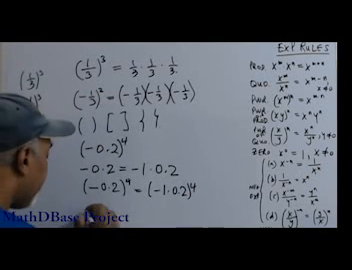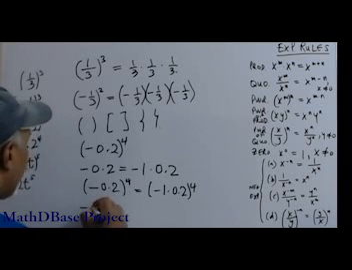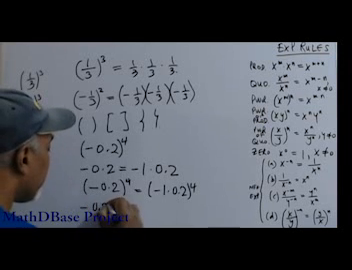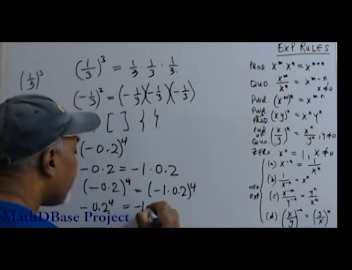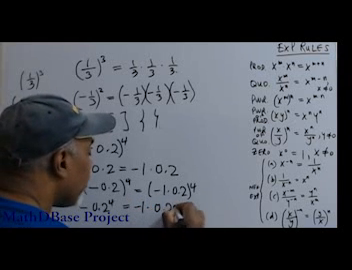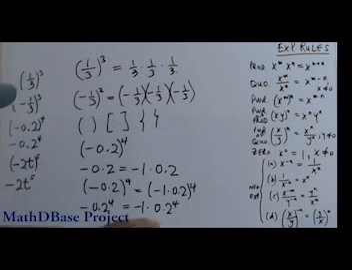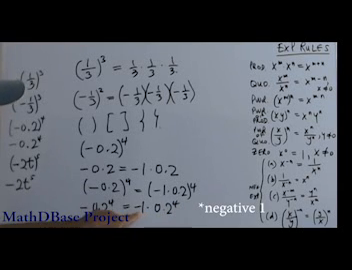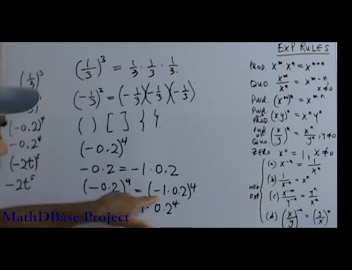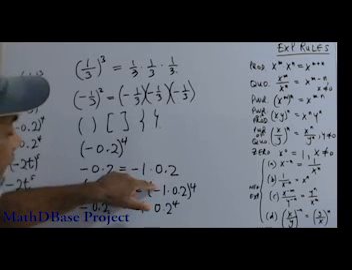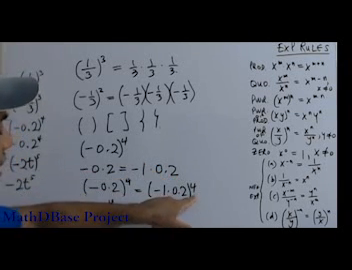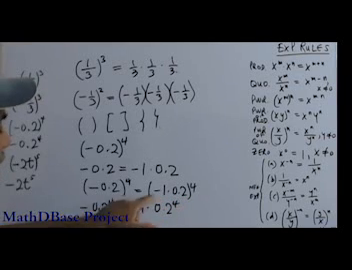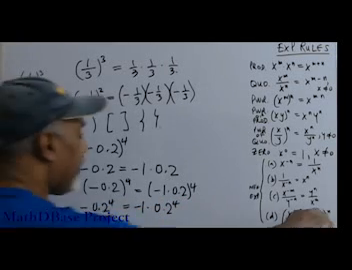If I have negative 0.2 to the fourth, this is negative 1 times 0.2 to the fourth. The 0.2 is raised to the fourth power, but the 1 is not affected. Here, because of the grouping symbol, negative 1 is affected and 0.2 is affected by the 4. So the answer is going to be different in these two situations.